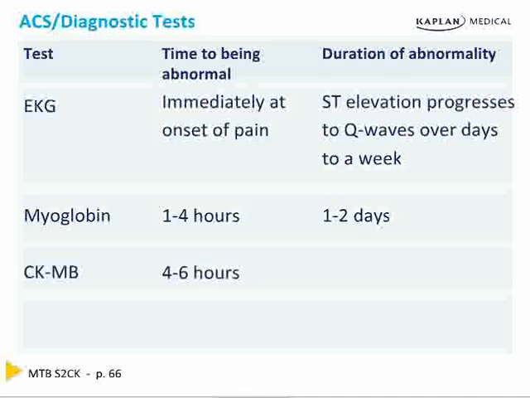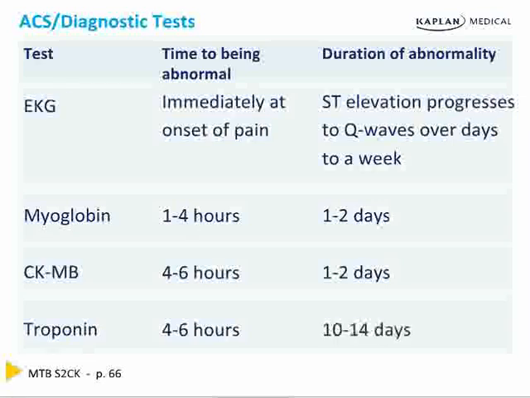Now, CK-MB and troponins don't become fully abnormal for 12 to 18 hours. They don't begin until 4 to 6 hours. But you can't say that the CK-MB and troponin have reached 95% sensitivity until at least 12 hours after the onset of pain. The troponin lasts much longer. If CK-MB lasts 1 to 2 days, troponins last 1 to 2 weeks.